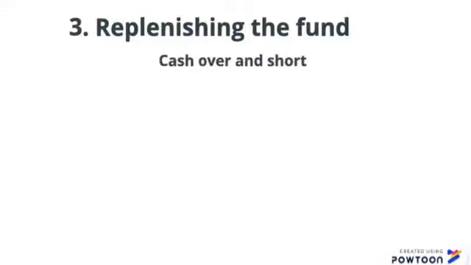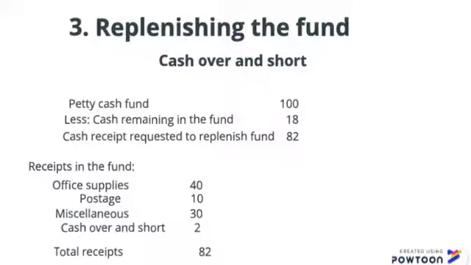In some cases, companies will find that their fund has either got more money than it had at the establishment, or it may have less money, which does not have a receipt. So in this case, it's called cash over and short.